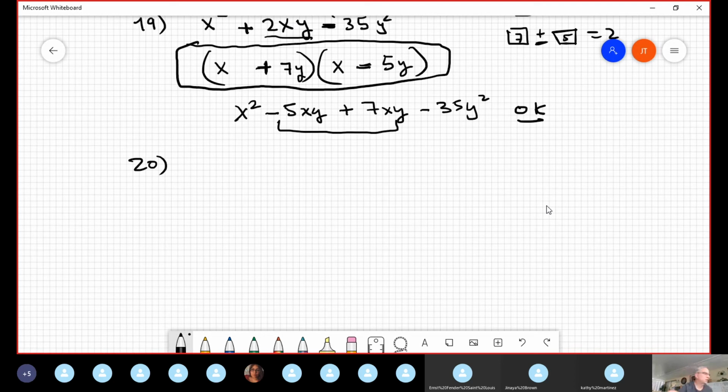Okay? 20 is similar. It's a regular trinomial, but contains two variables.